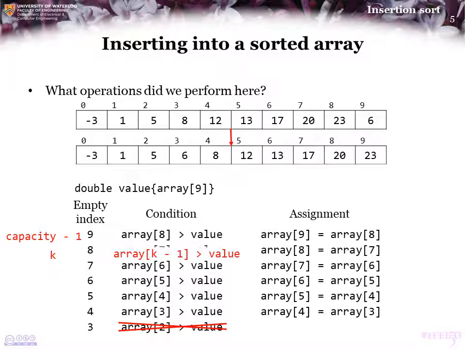What is our test? Is the previous entry greater than the stored value? If it is, then we assign the entry k the value in the previous entry. At the end, if the condition is not met, we assign to entry k the value that was temporarily stored. Okay, that sounds like something we can implement as a function.